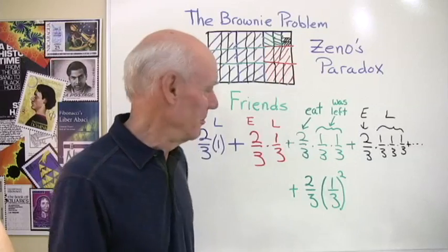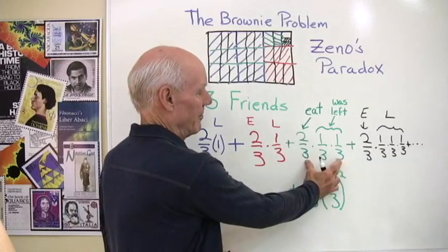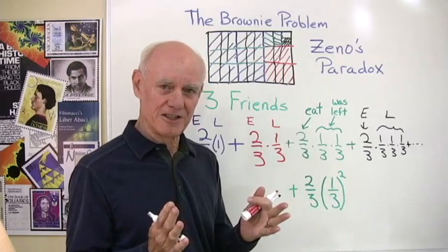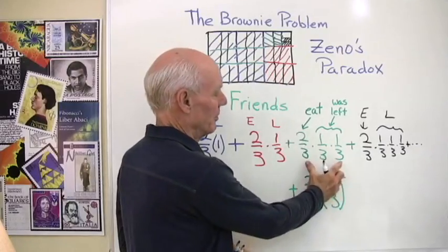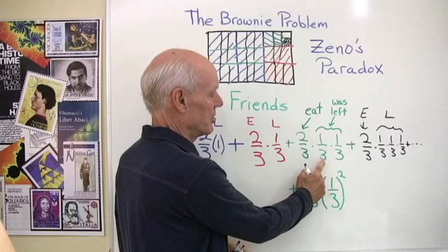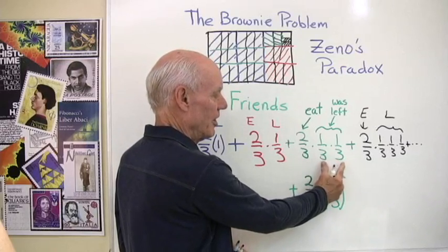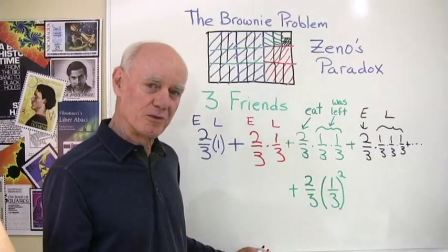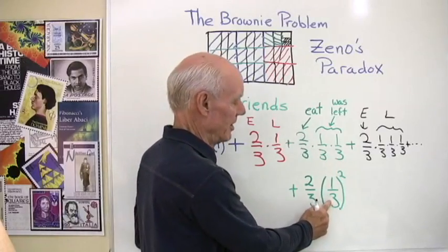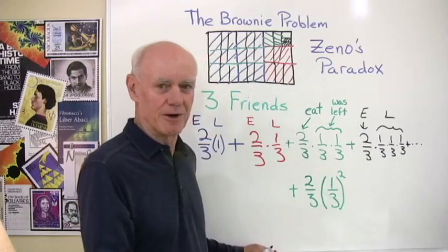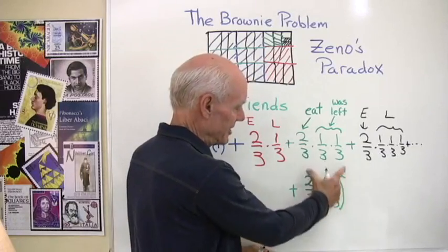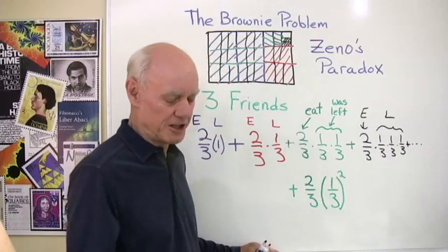Okay, one more thing on the Brownie problem. I just want to point out in mathematics we'd like to simplify things as much as possible. So when we look at a term like this, 2/3 times 1/3 times 1/3, we see the 1/3 times 1/3. We can simplify that and just write it as 1/3 to the second power. So that simplifies that term a little bit by using exponents.